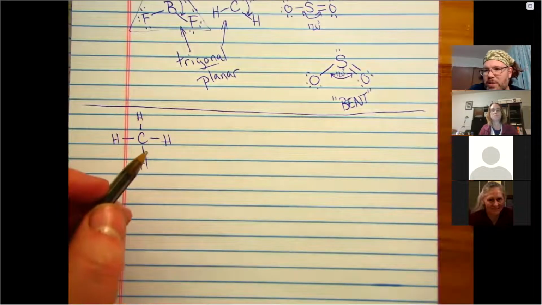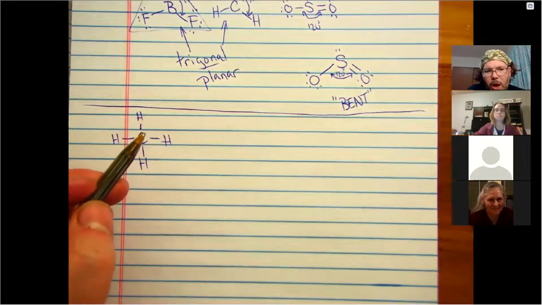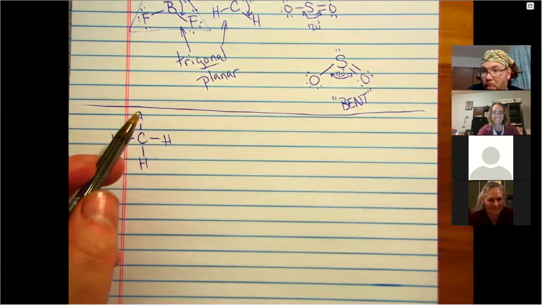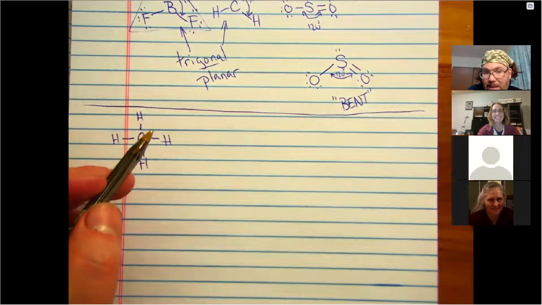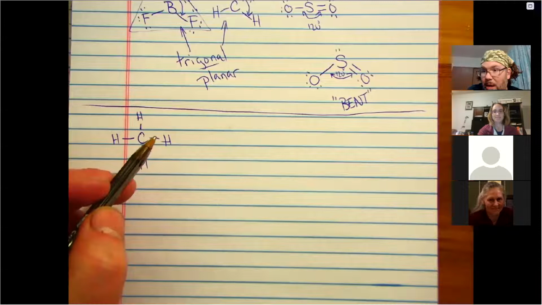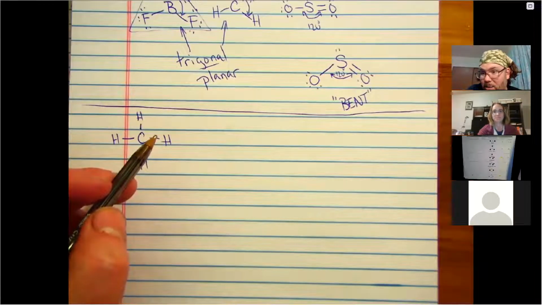Now, if you thought that we have 4 electron groups here, if all of them were in the same plane as the paper, then going a quarter of the way around the circle here is where we would expect that bond angle to be 90 degrees, right?